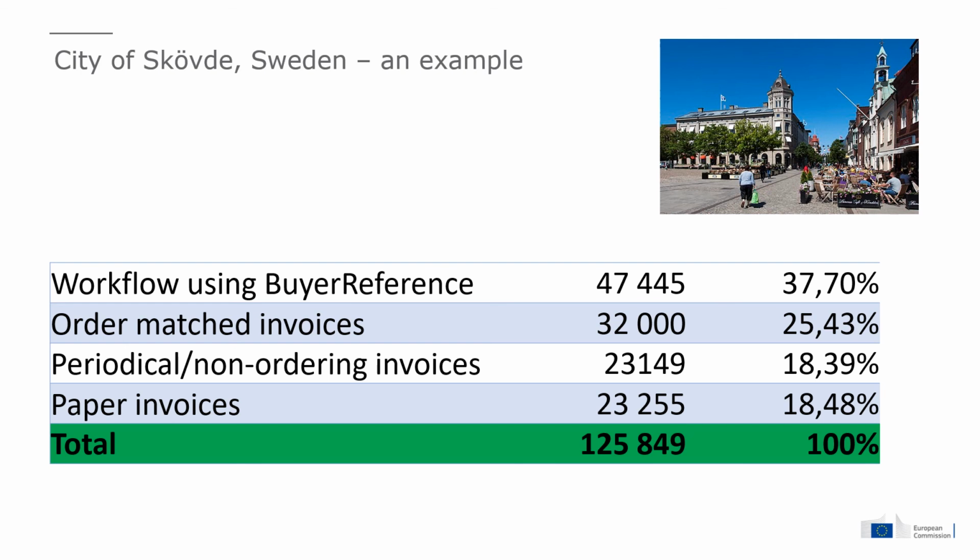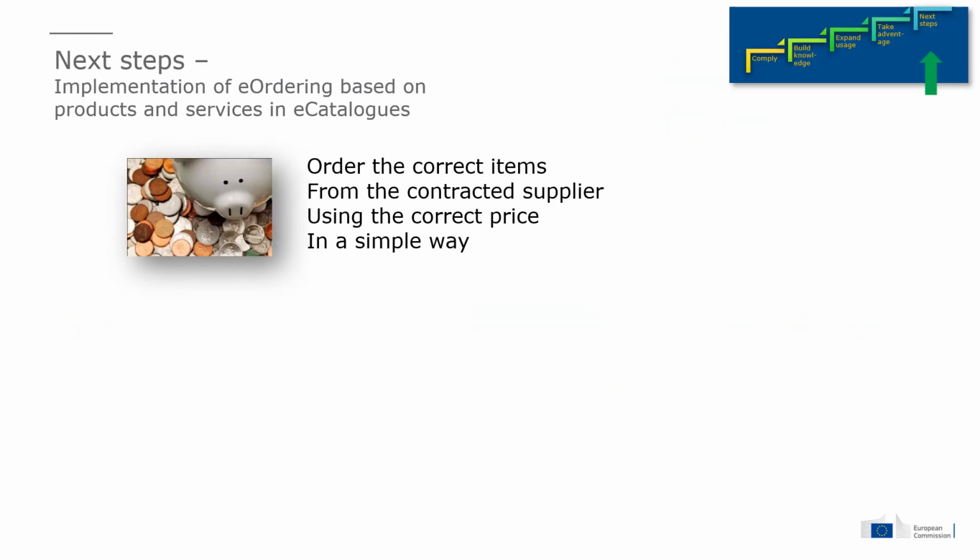And looking at this, when starting with e-invoicing, probably the buyer reference approach will be the absolute majority. Perhaps all of the invoices are of this type, but you can work to move these invoices into being order matched or periodical or automatically matched. So even if you have 100% electronic invoices, it's very possible that there is a tremendous upside and potential in starting to work more efficiently with the processing of the invoice.